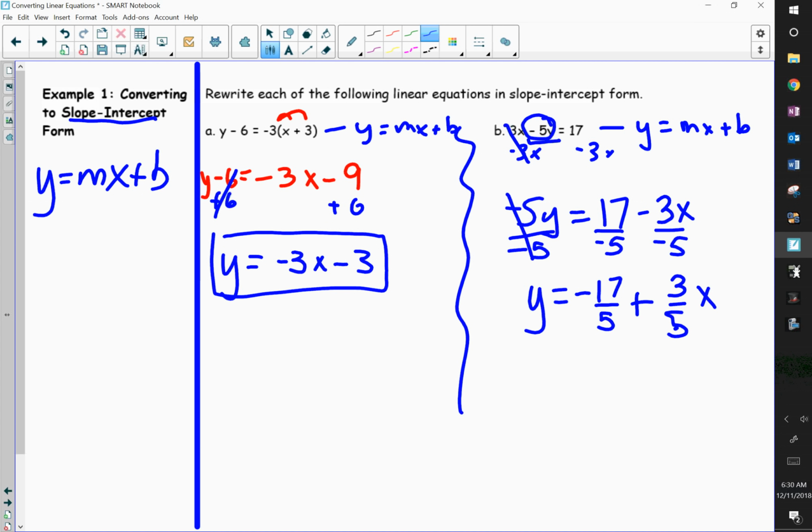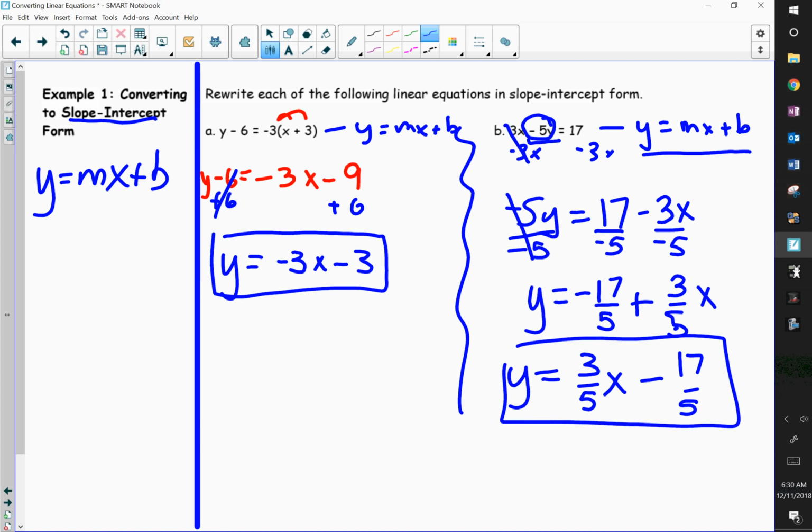And that's it. Now, it's written with y equals. If you want it to be super technical, you could switch the x term around and rewrite it like this: y equals 3/5 x minus 17/5, so that it looks like y equals mx plus b. Either of these answers is okay.